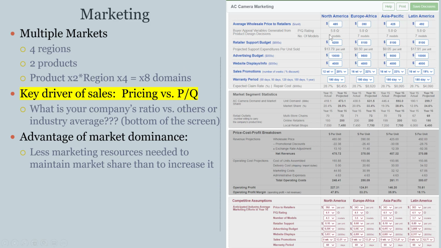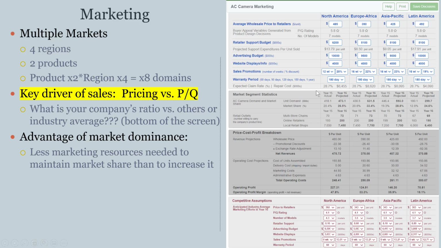You also have number of models, which we'll talk about before. The number of models gives your customers more options. Obviously, that's going to lead to more sales, and we're going to talk about later on how that actually causes a lot of costs and production issues for you.